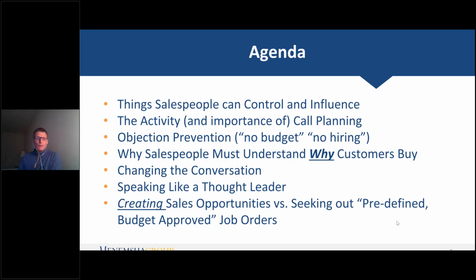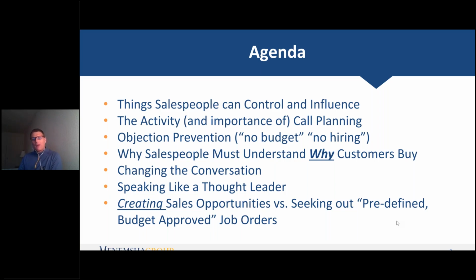Then I'm going to talk briefly about objection prevention. I suspect many of you are hearing the objection of, we have no budget or we're not hiring. So we're going to talk about how we're going to overcome that. From there, I want to talk a little bit about why salespeople must understand how customers buy and why they buy.